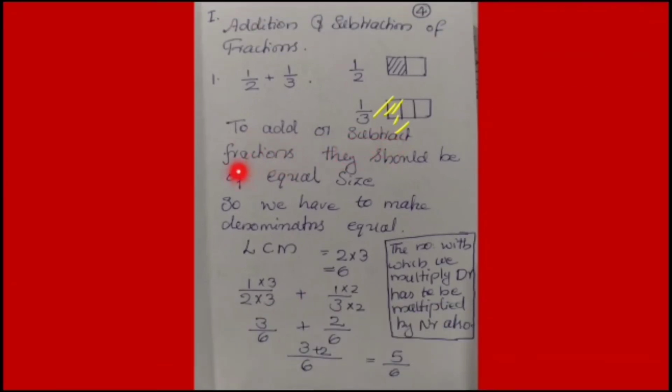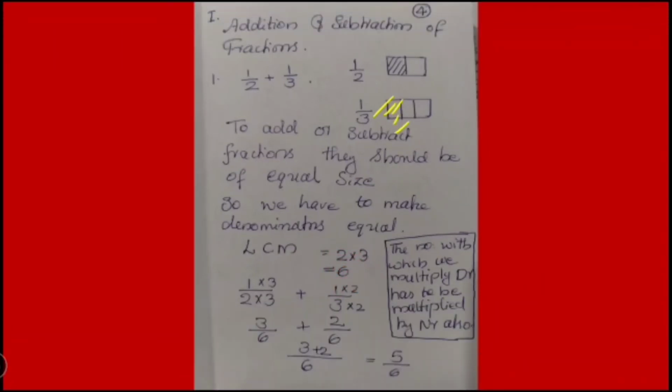Next, to add or subtract fractions, they should be of equal size. In order to add these two fractions, the two figures must be of equal size. This is 1 by 2, this is 1 by 3, so we cannot add directly. So what we have to do is make these fractions of equal size. How can we make these fractions equal size? We have to take the LCM of 2 and 3. What is the LCM of 2 and 3? 2 into 3, that's equal to 6.